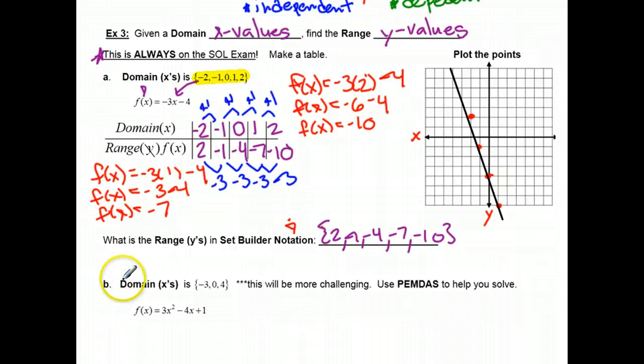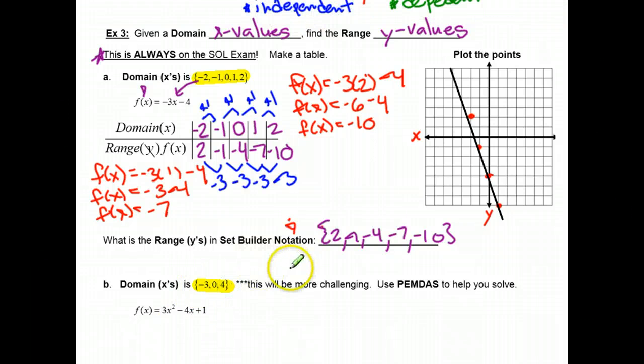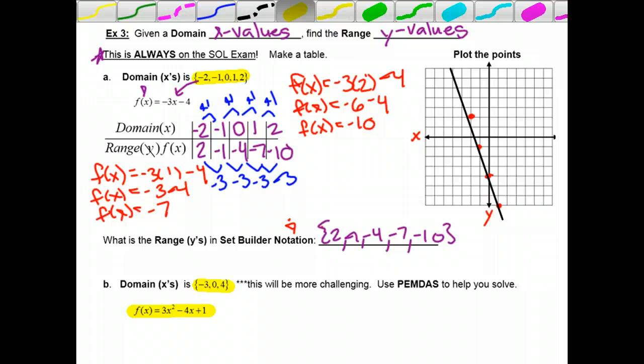Alright, for this next example, B. Now the domain is only 3 values: -3, 0, and 4. We're only going to plug in these 3, whatever they give us. Now this will be more challenging because look at the equation. Now the equation has x squared and stuff, so that's why it says use PEMDAS. We have to use our PEMDAS and take care of the exponent early.